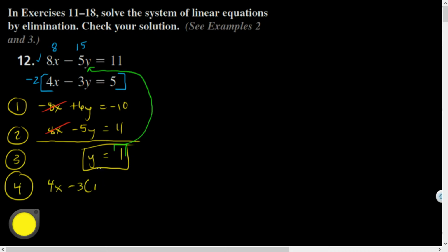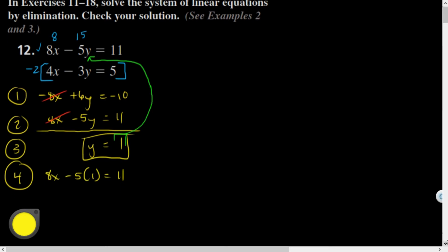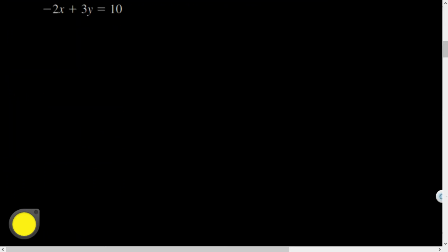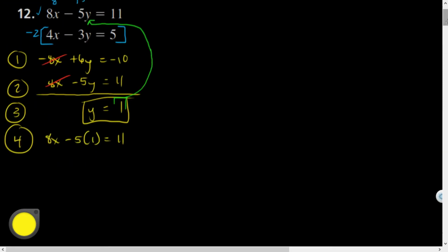No, guys, I'm plugging it into the wrong one. Here we go. 8x minus 5 times 1 equals 11. I didn't want to just be facetious and say, yeah, I'll plug it into the one you told me to, and then just completely not do that. That'd be kind of rude.